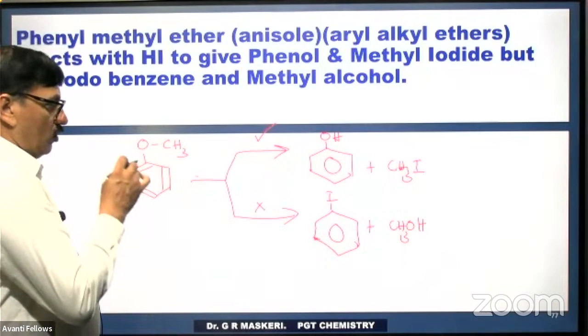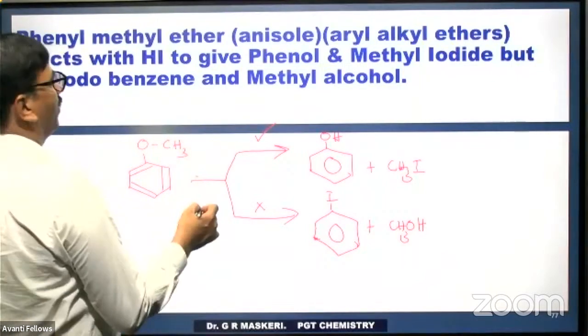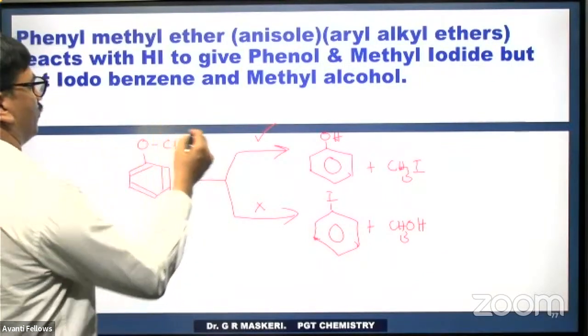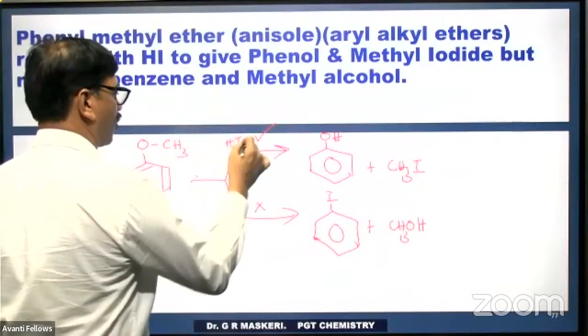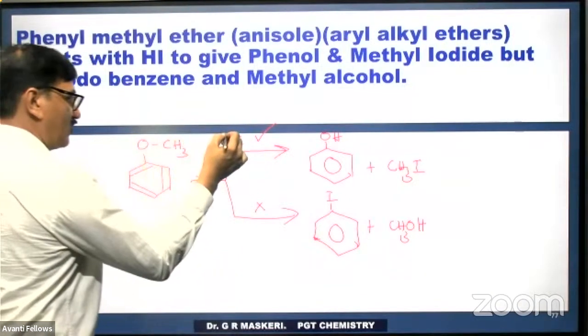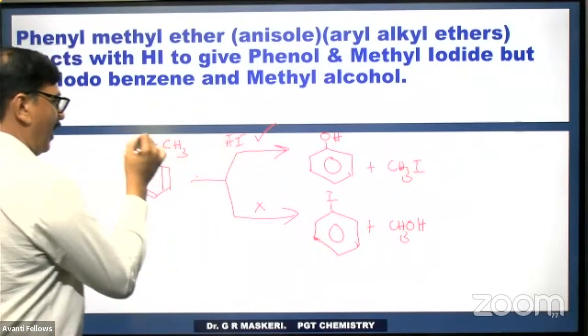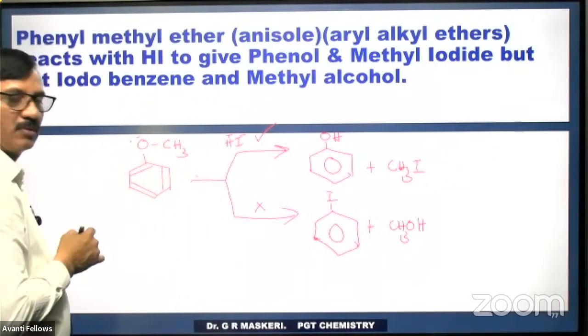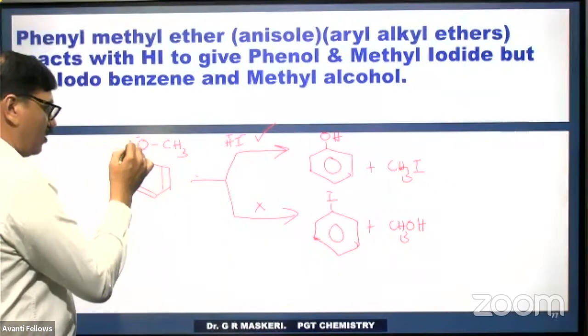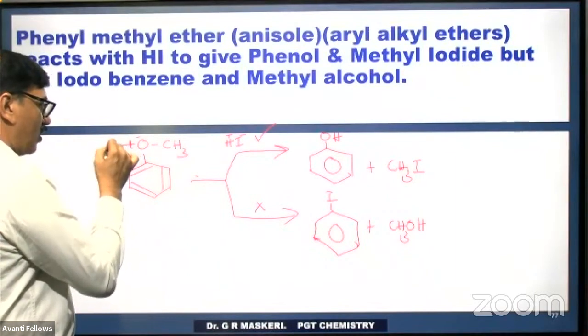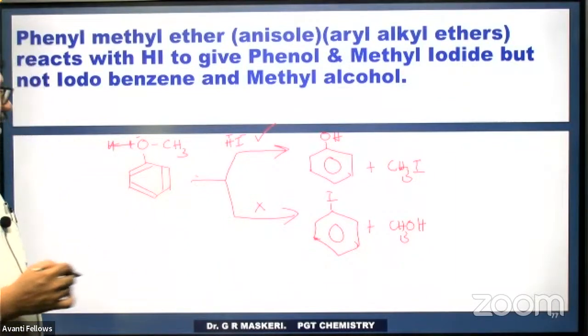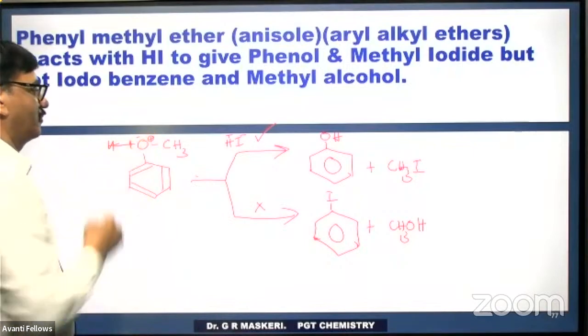Now this is a reaction with HI. HI is a strong acid. This hydrogen ion attacks the oxygen. The oxygen takes a pair of electrons, forms a bond with H, and gets a plus sign.